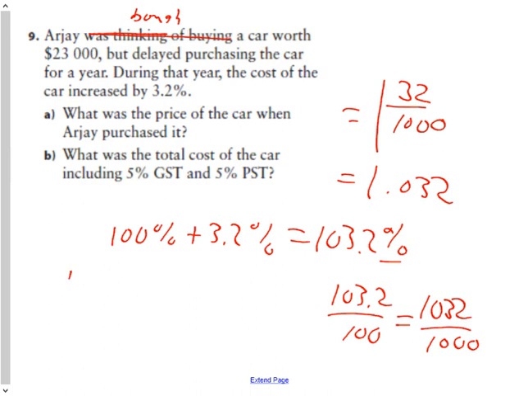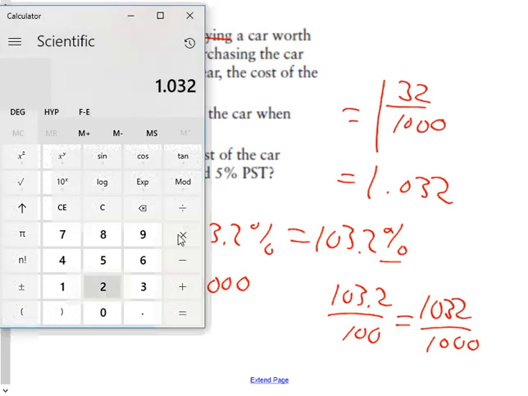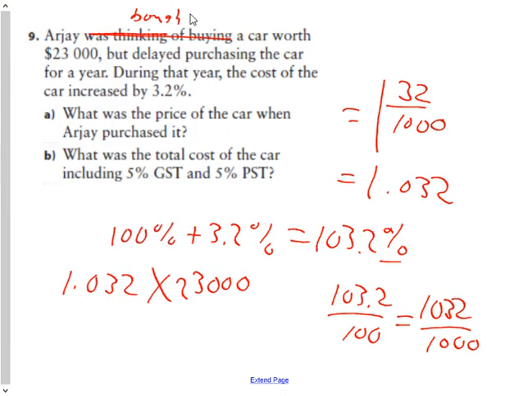So if I take the car, 103.2% of the 23,000 would look like this as an expression. 103.2 multiplied by the $23,000 car is $23,736. So we ended up paying $736 more.